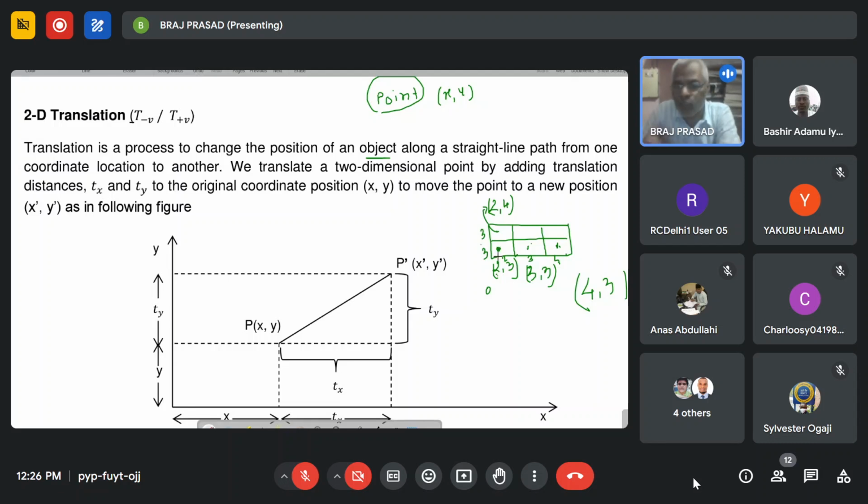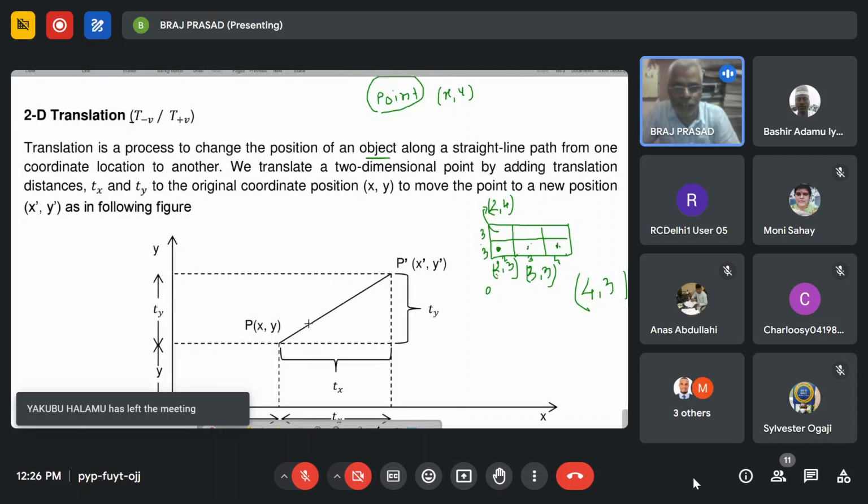The point is the smallest object, and that's why we use this point as an object. So translation is a process to change the position of an object along a straight line path from one coordinate location to another. This is our first coordinate location, this is our other coordinate location. At this place the coordinate of this point is xy, but at this new location the coordinate of this point p becomes p dash, and the coordinate xy becomes x dash and y dash.